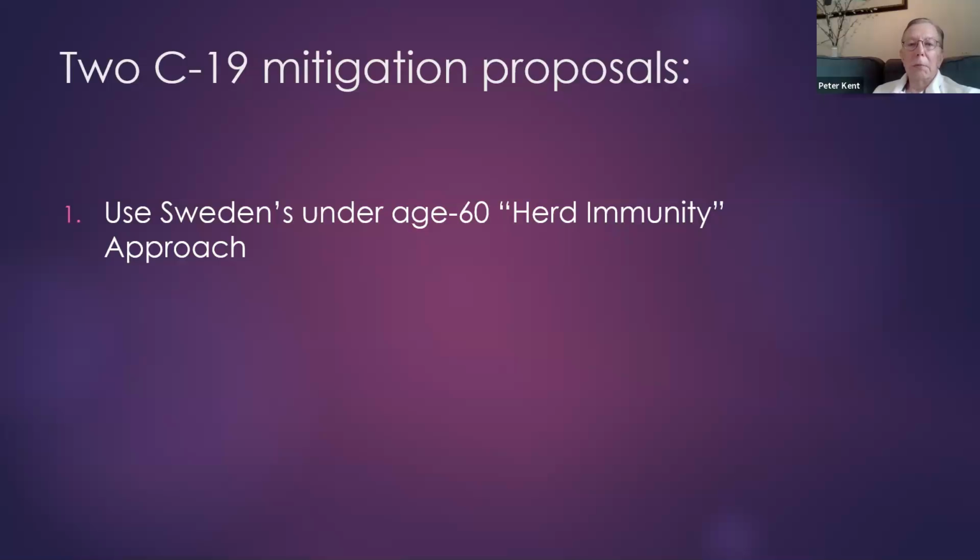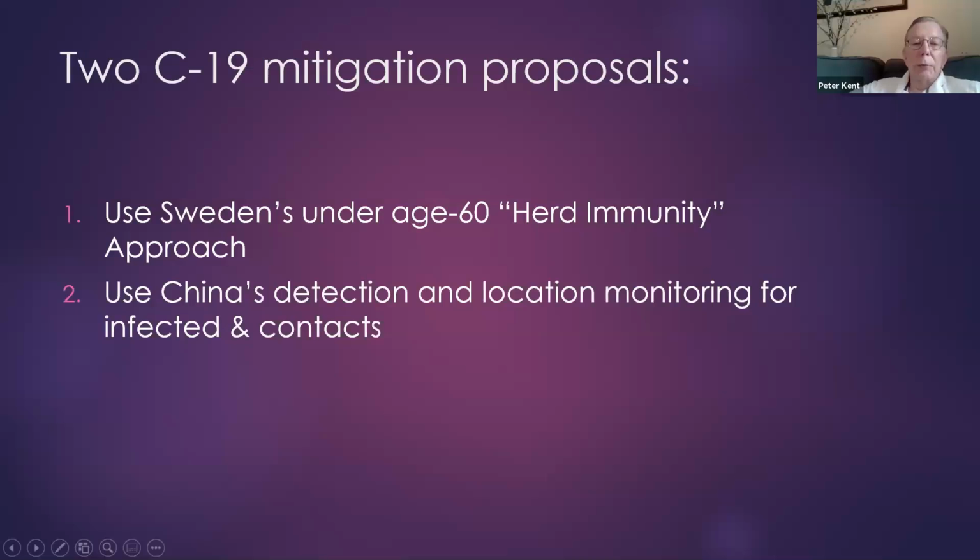And they're going to let the group get immunities. We don't have a vaccine. A vaccine is essentially giving you immunity, an injected immunity by injecting weakened virus cells into you. And you can get the same immunity by going out and catching a mild version of it, and then that's an acquired immunity. It's sort of like getting a vaccine. And so that's Sweden's approach. Or we can use China's approach of detection and location monitoring for the infected people and their contacts. And I'm going to propose a combination of those two.